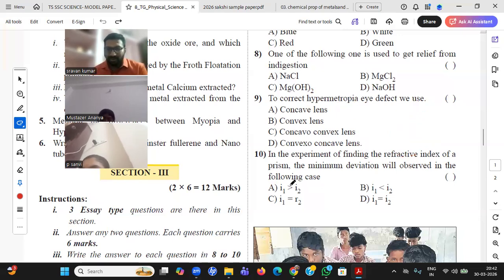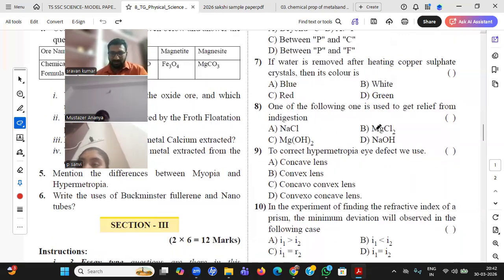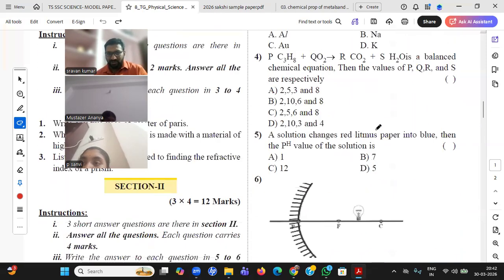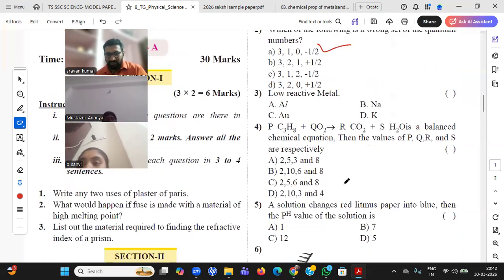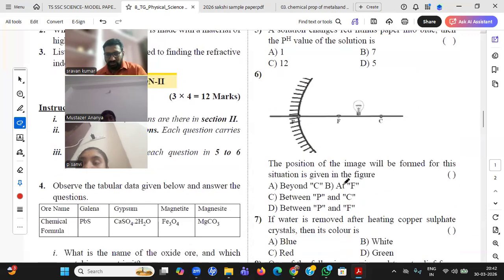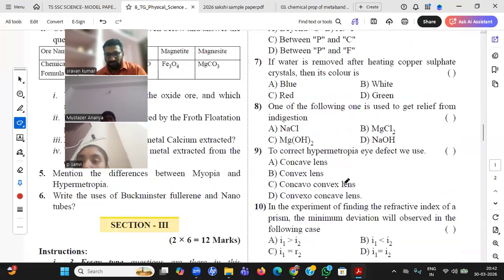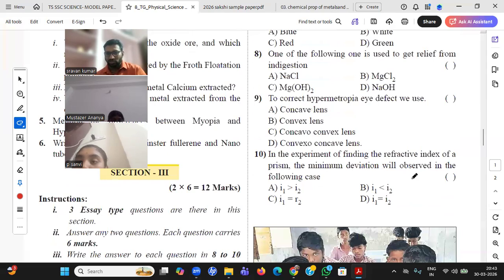Last question: in the experiment of finding the refractive index of a prism, the minimum deviation will be observed in the following case. You see, this question also we did not discuss. In class 10 CBSE, these two questions I did not discuss.